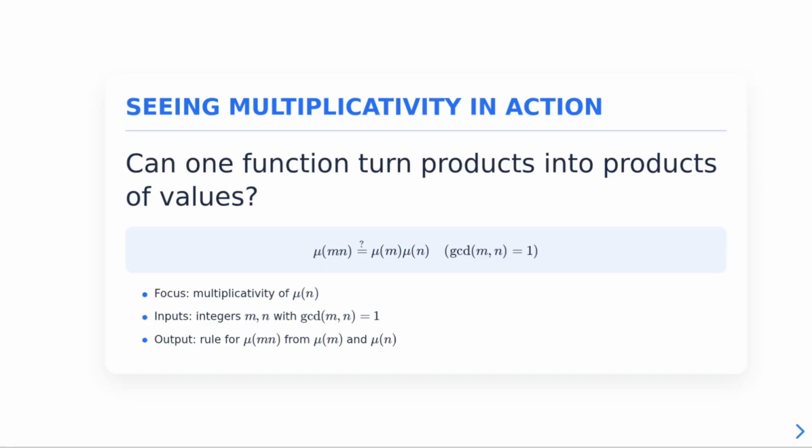On this slide, you see a question about the Möbius function. When two numbers have no common prime factors, can the value of mu on their product be written as the product of mu on each number separately? So, if I already know mu of m and mu of n for a coprime pair, I might be able to get mu of m times n just by multiplying those values? Exactly. And that property is called multiplicativity. Our goal today is to understand what it means in general and why the Möbius function has it.